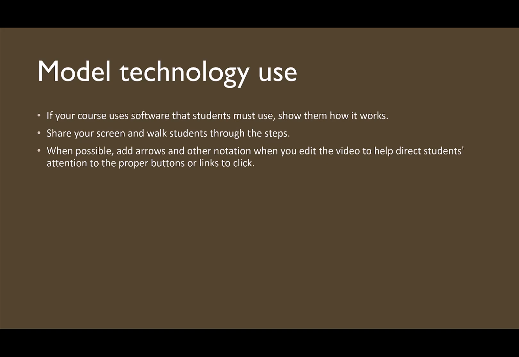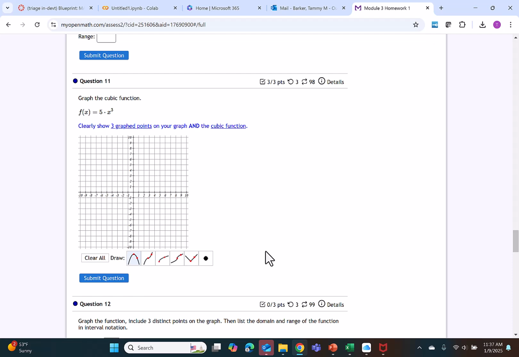Clicks are fast, clicks are easy for us to do because we've done it a bunch of times before. So we really want to overexaggerate the uses of technology so that they can grab onto what we're doing. So here's an example where students need to graph f of x is 5 times x cubed. It tells them to show 3 graphed points and the cubic function. That might not be clear, so in my video, I would want to show them an example of that. Students aren't going to get this exact problem. They get different numbers. It's algorithmic, so I'm just modeling how the technology works.